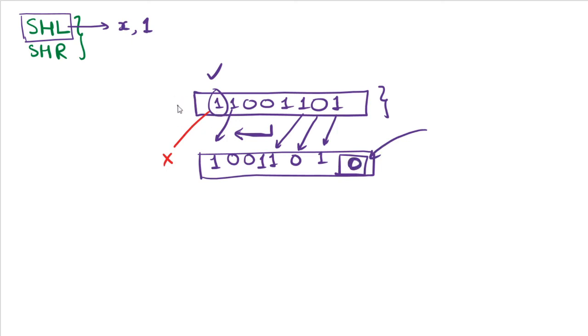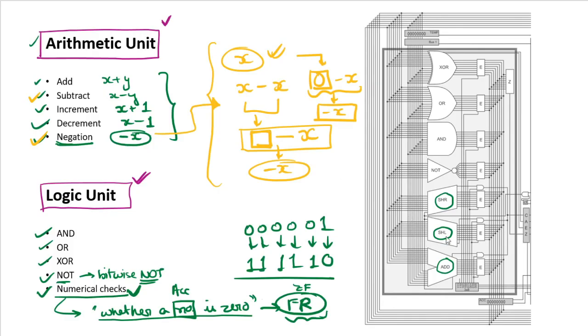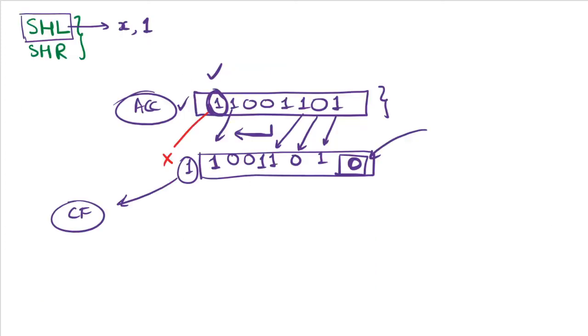This is an extreme condition where the extreme bit is 1. If the extreme bit is 1, we will have one carry here, and we will store this in the carry flag. We are talking about this value present in the accumulator, because after shift left or shift right, the value will go to the accumulator, since this is a part of the ALU. So after the operation, the bit will go to the carry flag.